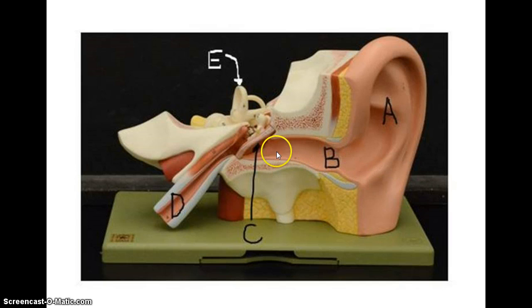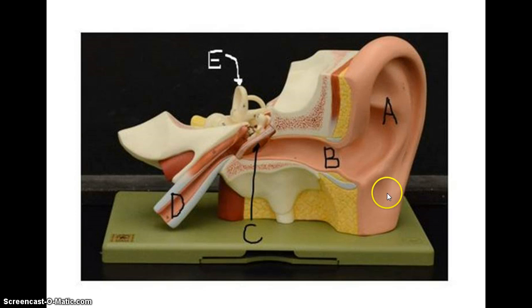You can see the external auditory meatus. Here we have the tympanic membrane. You can also see the auditory ossicles, which I'll show you on the next slide. You can see them a little better. You can see the semicircular canals. You can see a little bit of the cochlea, and you can see the vestibular cochlear nerve, as well as you can see the eustachian or the auditory tube.